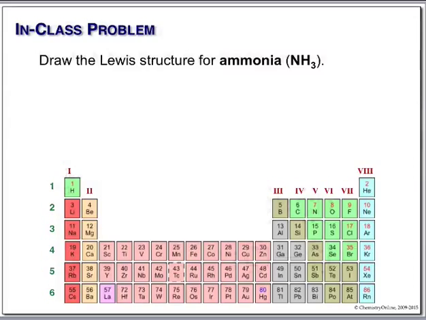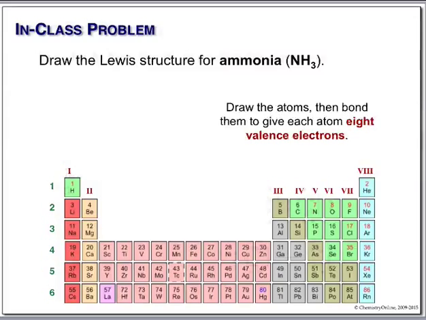Now, let's just build a couple simple covalent molecules just for practice. Let's start off with ammonia. Here's your periodic table. Step one, you want to find the atoms, put the valence electrons around them. Nitrogen is going to be our central atom, and we're going to try to form an octet around our nitrogen. Hydrogen is in our first period, so it can only accommodate two electrons, so we want two electrons around each hydrogen.